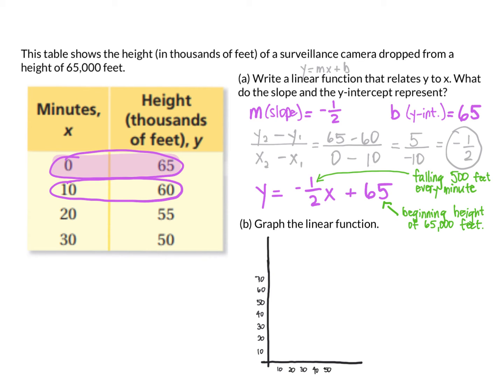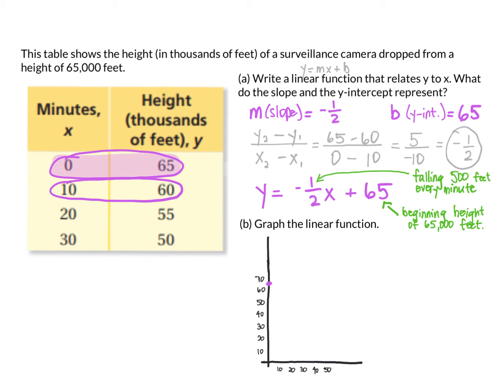Okay, so to graph this, I only need 2 points. I could either use my formula or I could use the table. I'm just going to use the table since the table is there with the numbers. So my y-intercept is going to be 65, because when x is 0, y is 65. So here x is 0. 65 is between 60 and 70, so I'm going to put my dot right there.